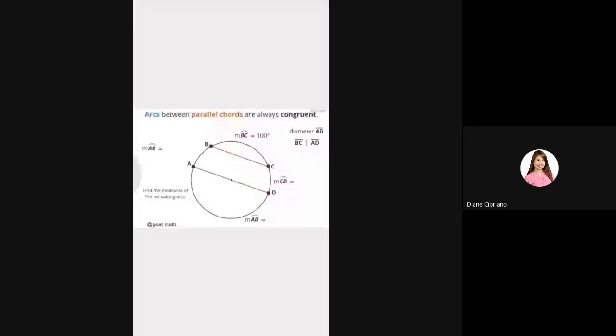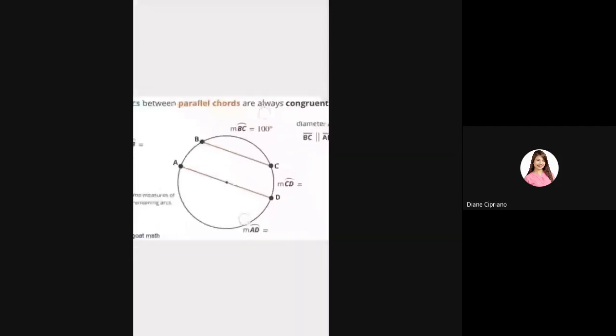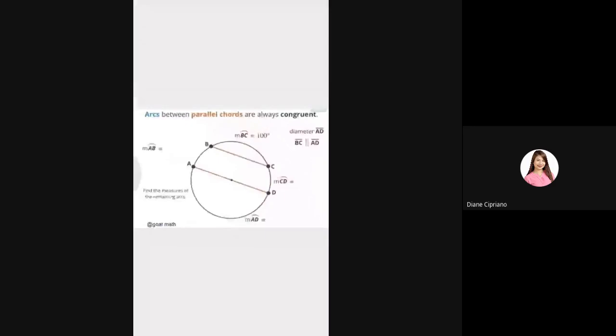Find the measures of the remaining arcs. So the chord here is BC and the diameter is AD. If the chord BC is 100 degrees, what is the measure of the remaining arcs?